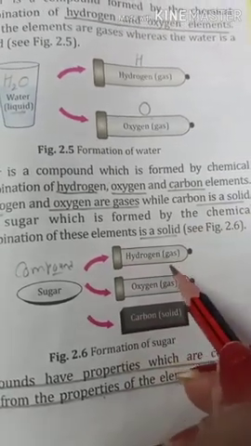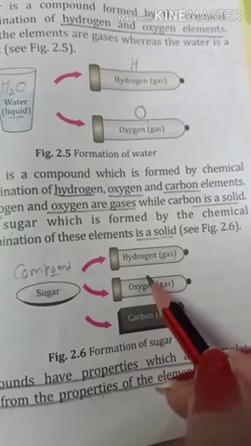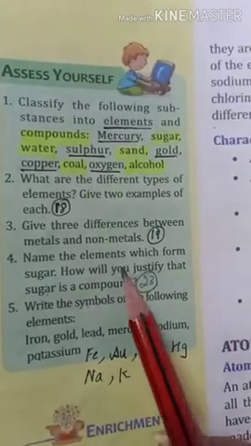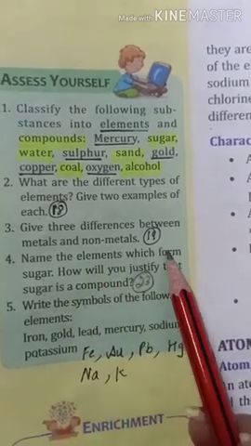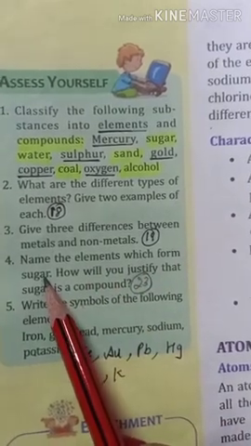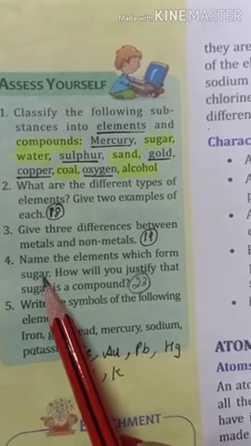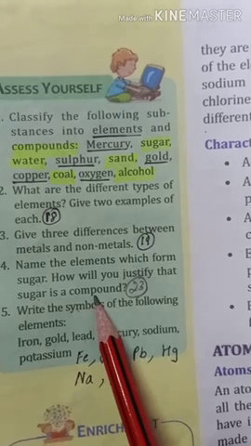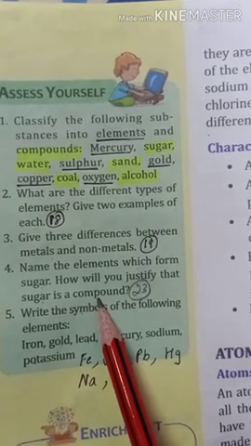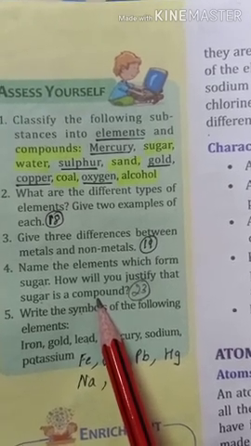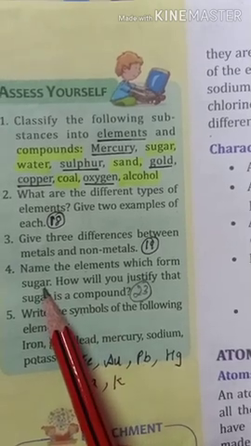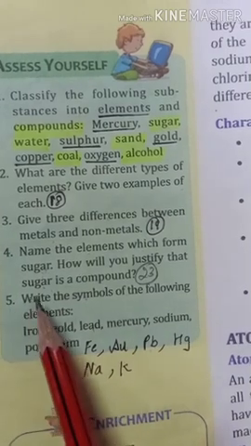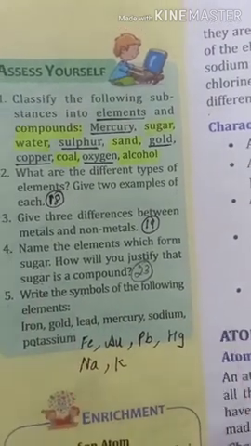You can write, elements from which sugar is made up are hydrogen, oxygen and carbon. You can write it like, the elements which form sugar are carbon, hydrogen and oxygen, and sugar is a compound because all the properties of sugar are totally different from that of elements like carbon, hydrogen and oxygen from which it is made up. Then fifth question, write the symbols of the following elements.